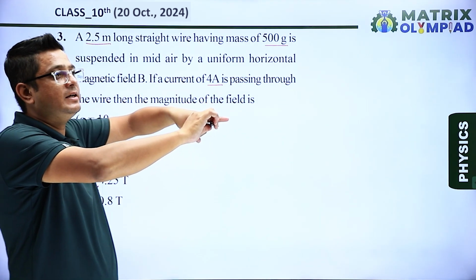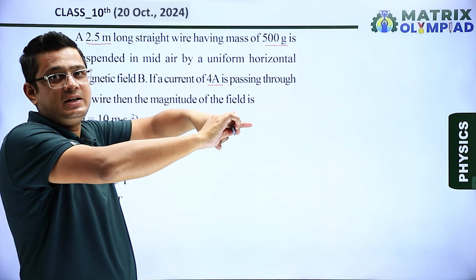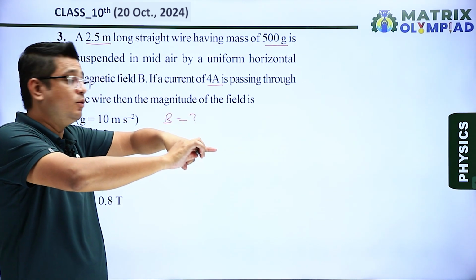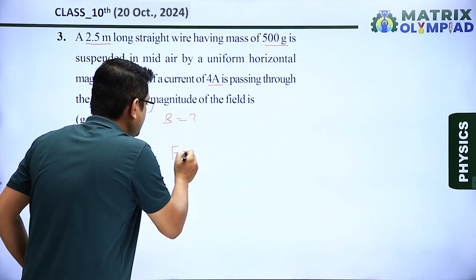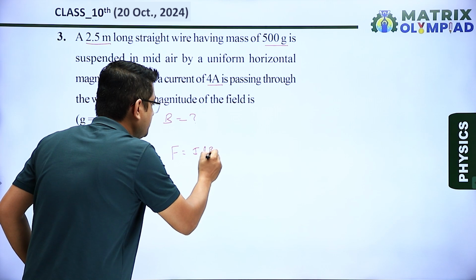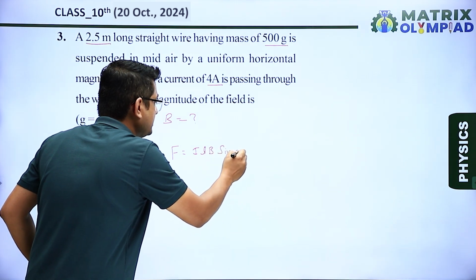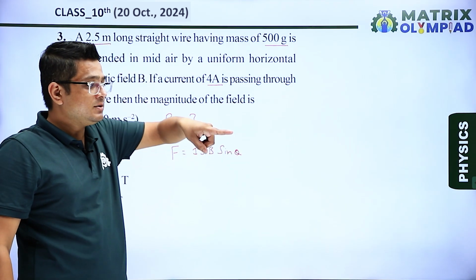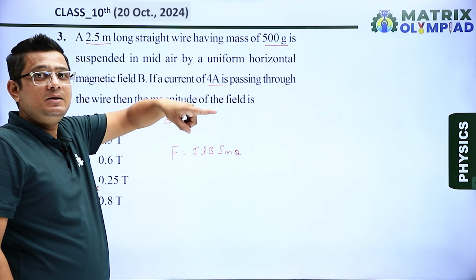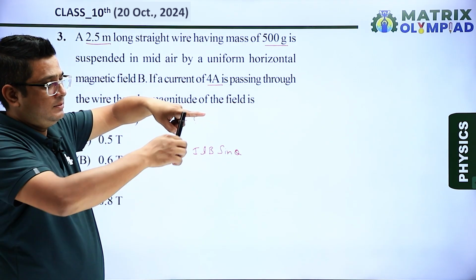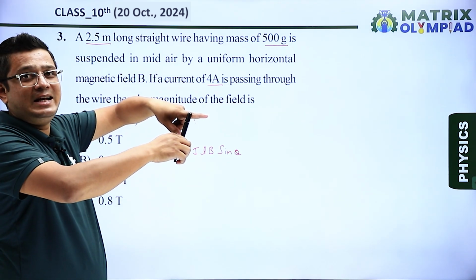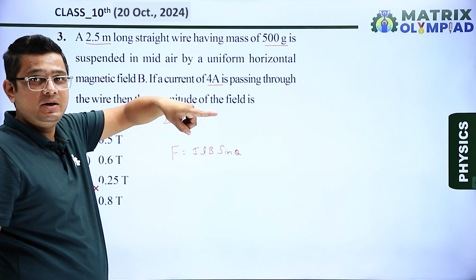So current carrying conductor is placed in a magnetic field. Definitely it will experience a magnetic force. That magnetic force is given by F is equals to ILB sine theta. Okay. So it is said because the wire is suspended in mid-air, that means it is having net force equal to 0. It is in equilibrium.